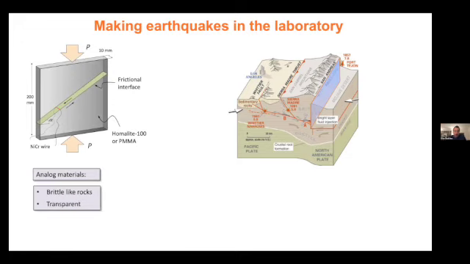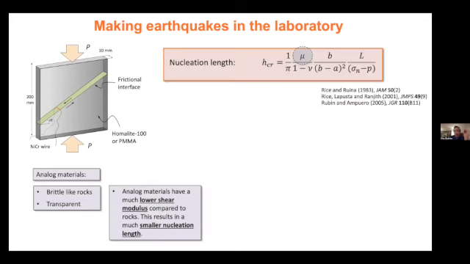We use analog materials because there are several advantages, such as the fact that they're brittle like rocks, and they are transparent, which may allow us to look into the specimen. But most importantly, they have a much lower shear modulus compared to rocks. This is linked to the fact that the nucleation length scale scales with the shear modulus of the material. It also depends on some frictional properties, and it's inversely proportional to the normal stress. But having fixed all of these parameters, it really depends on the shear modulus.